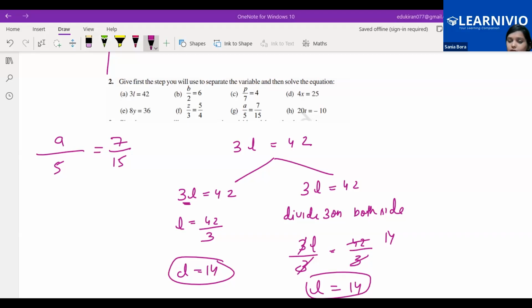51.2. Okay. You don't need to solve in decimal. Just write it in fraction, because this is not a fraction in decimal. Clear? Yes, ma'am. Okay, ma'am.